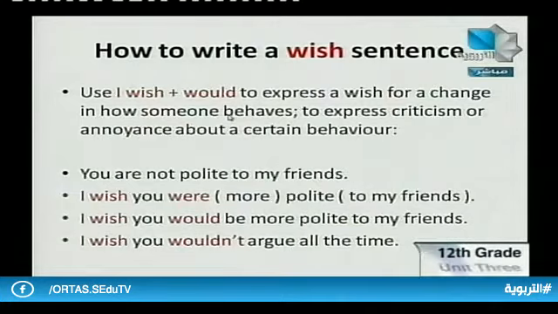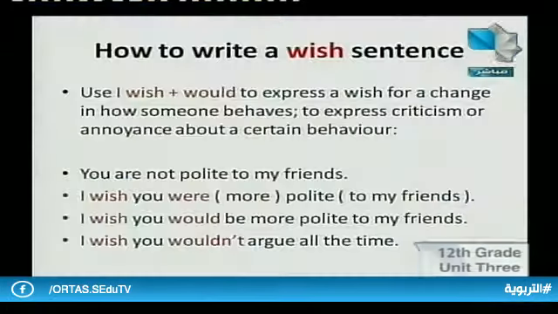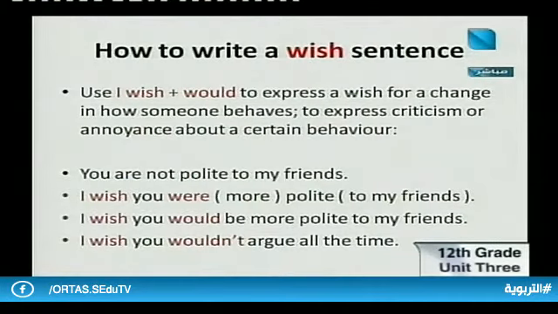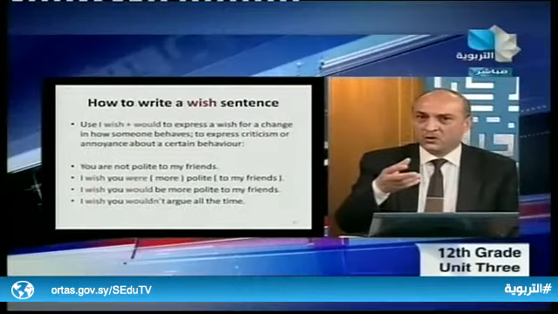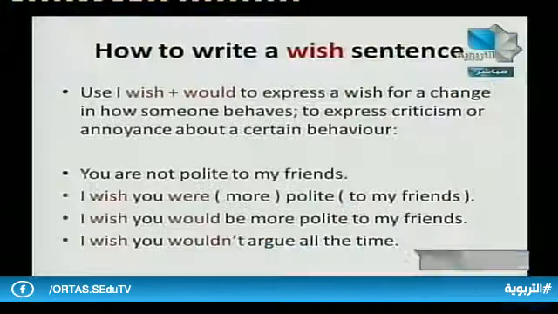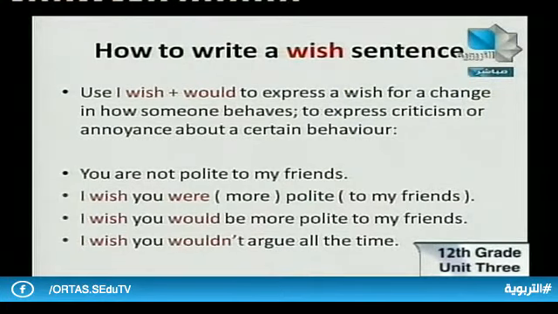So first of all, Ms. Reem, you said we use I wish plus would to express a wish for a change in how someone behaves. You mean sometimes we don't like someone's behavior, and we want this person to change his behavior for something better. To express criticism or annoyance about a certain behavior. Sometimes we feel angry with someone, and we want him to change this behavior. That's why we write it: I wish you would be kind.